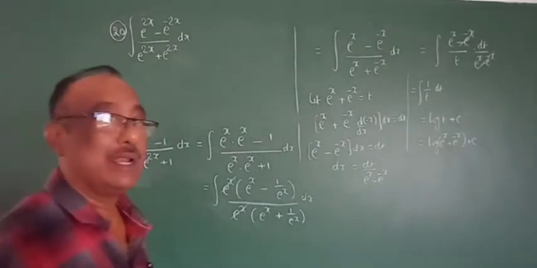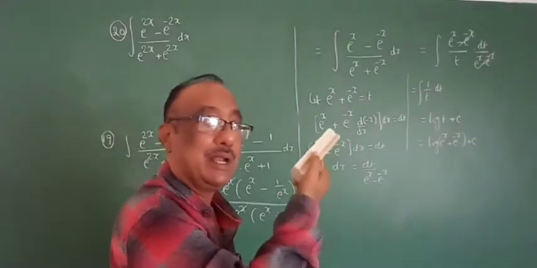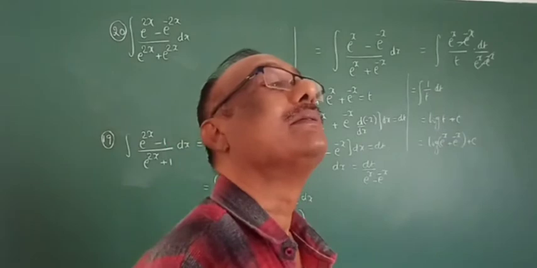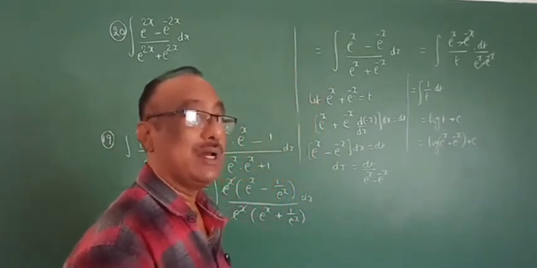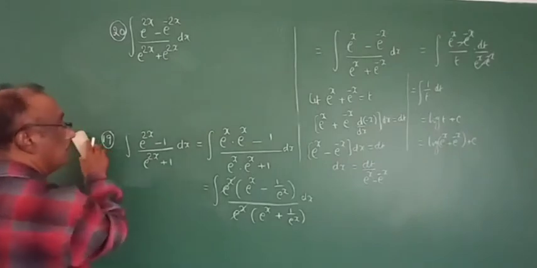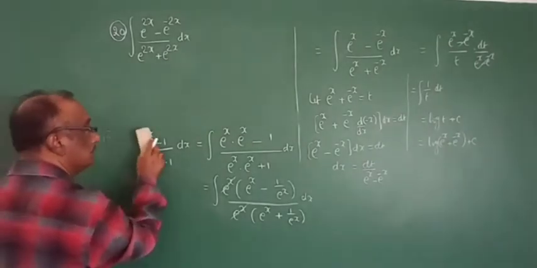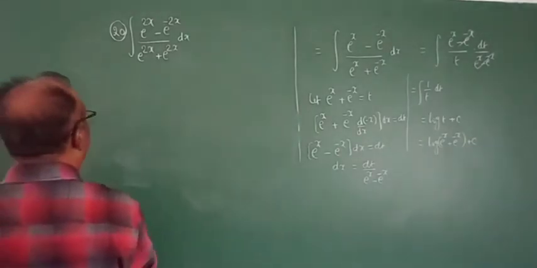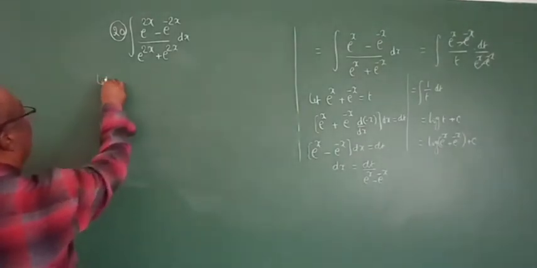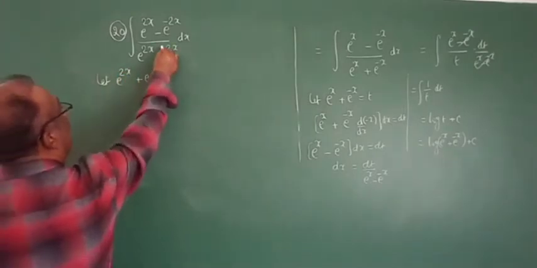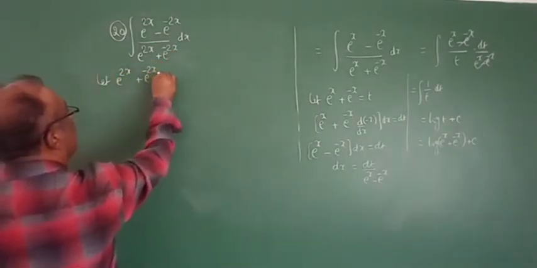Because of the denominator, now only we see the denominator derivative is the same as the numerator. Right, first, let e power of 2x plus e power of minus 2x be equal to t.